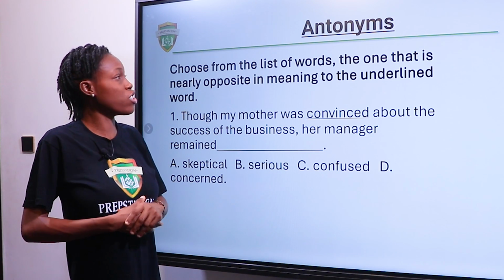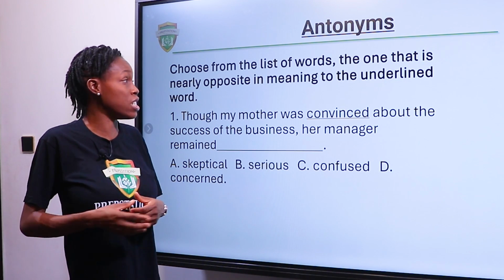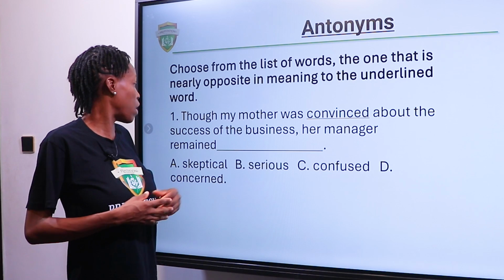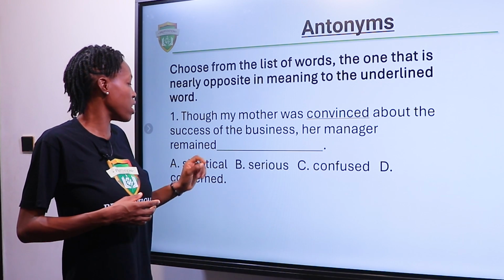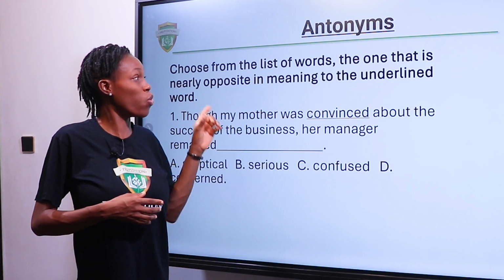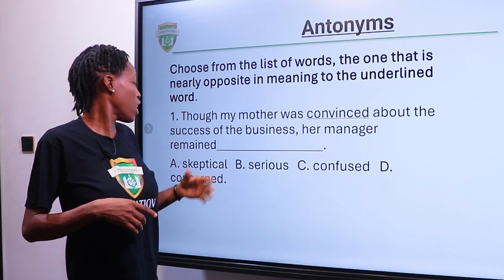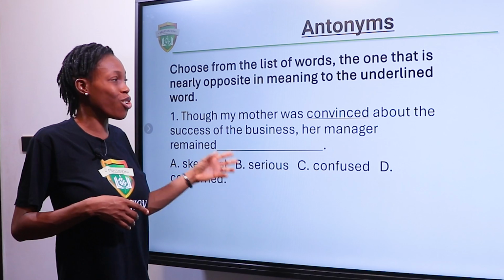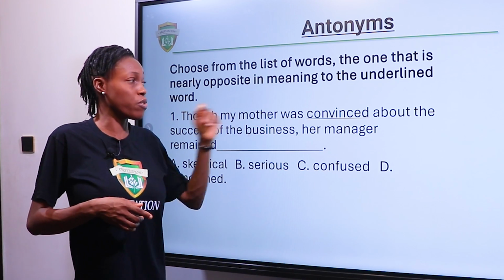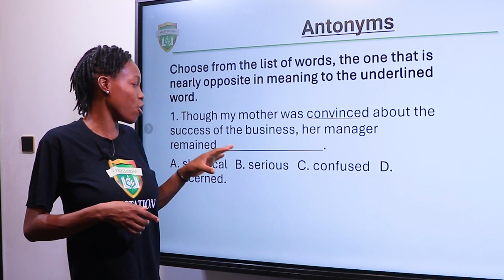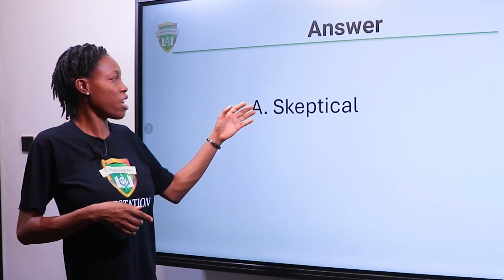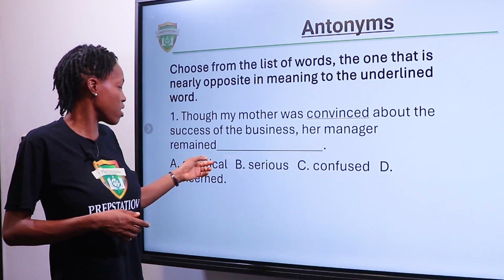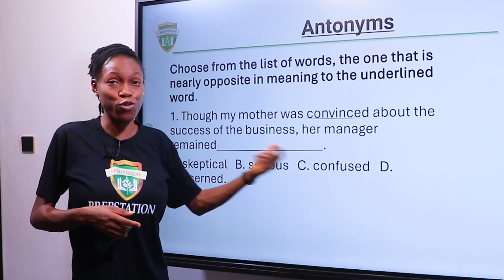Antonyms. Choose from the list of words the one that is nearly opposite in meaning to the underlined word. The question says, though my mother was convinced about the success of the business, her manager remained dash. Remember, we are looking at the words that are opposite in meaning. A, skeptical; B, serious; C, confused; D, concerned. Opposite in meaning, convinced. The context determines the opposite. Let's look at the answer, which is A, skeptical. So looking at the question convinced, in this case, the opposite is skeptical. We can't use the word confused here.